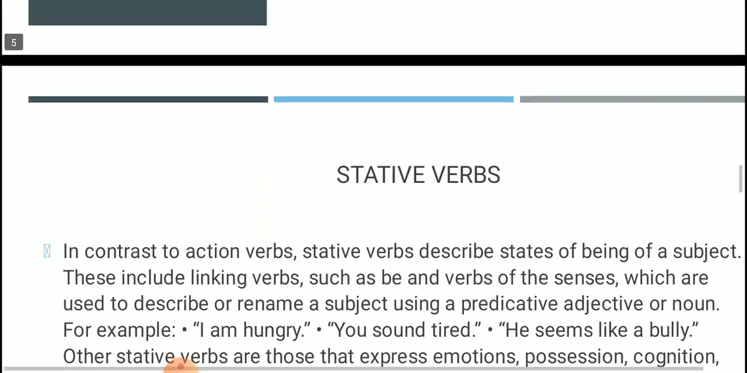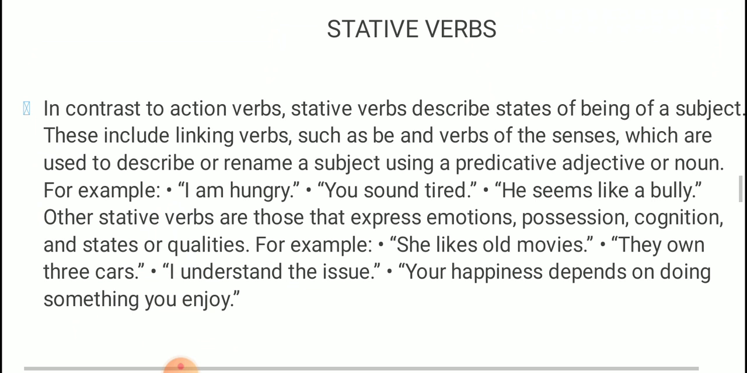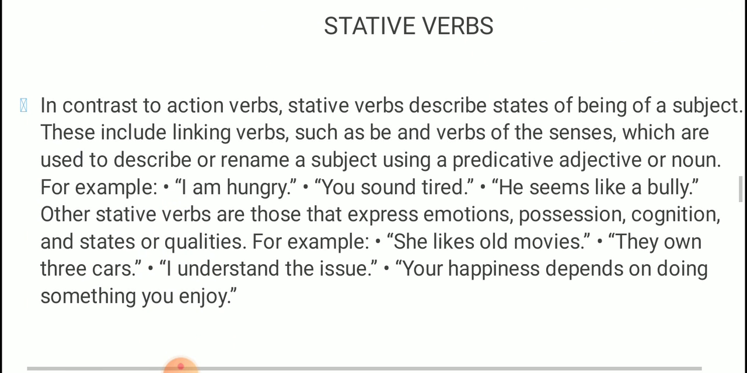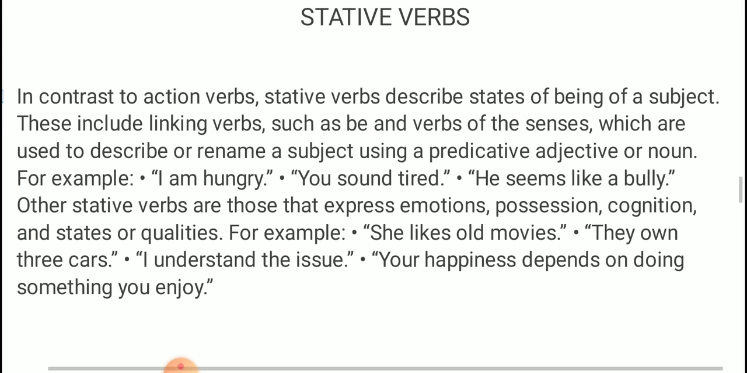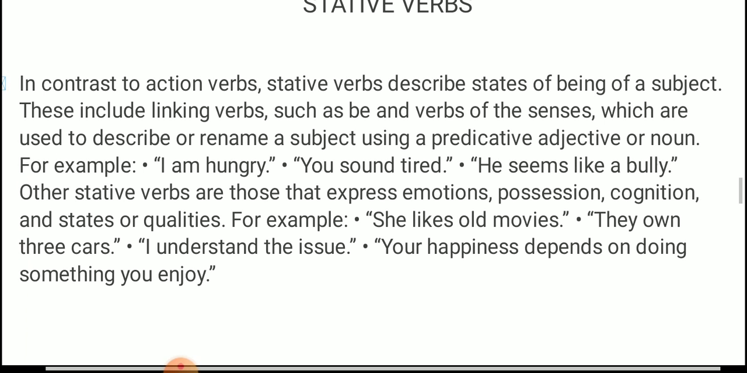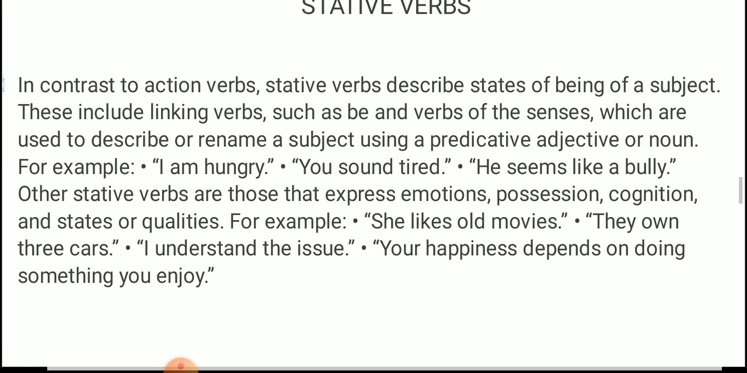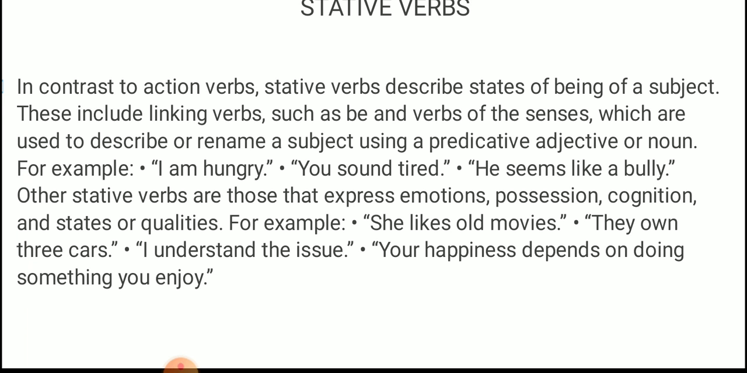Then, as against this concept, we have another category of verbs, and that category of verb is stative verbs. In contrast to action verbs, stative verbs describe the state of being of a subject. These include linking verbs such as be. Be means is, am, are, was, were. They are also verbs of the senses, particularly those verbs that are related with the senses, which are used to describe or rename a subject using a predicative adjective.